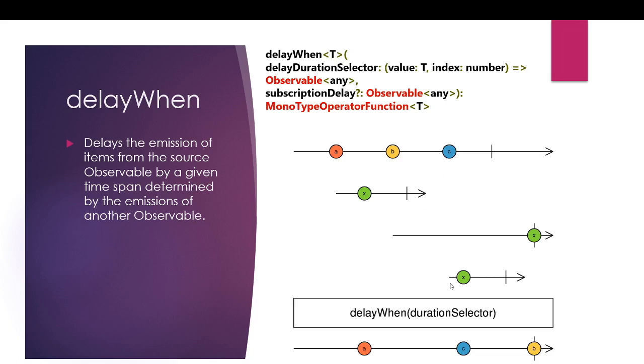So C has been emitted before the value B, even though B was actually emitted first in the source observable, right? So you can easily randomize the output of your source observable, and I can create my own delay for each and every emitted value. So this is how it works with delayWhen. Let's check it out in code and see how it's behaving.